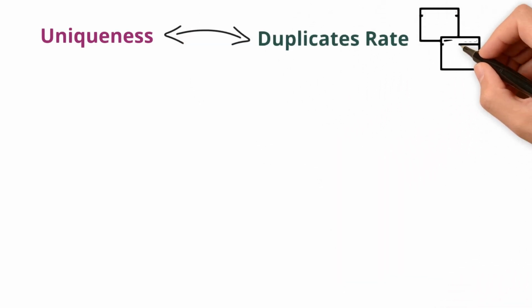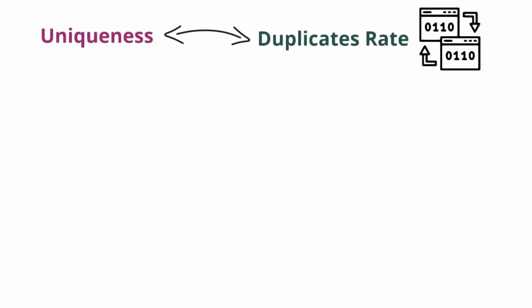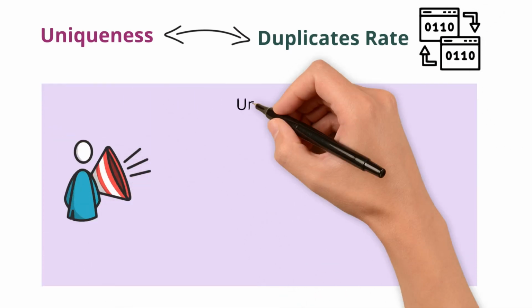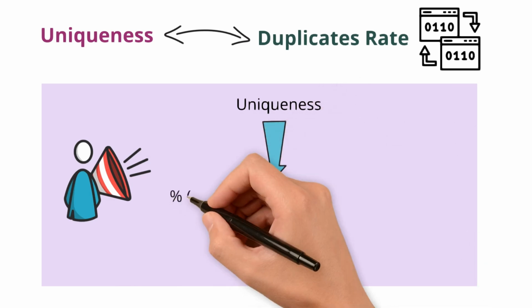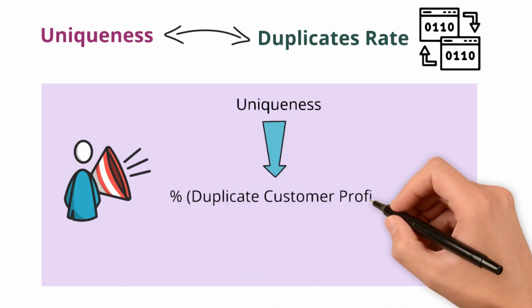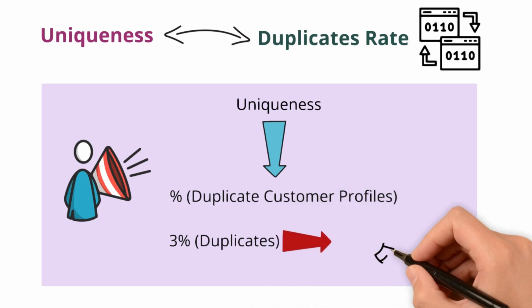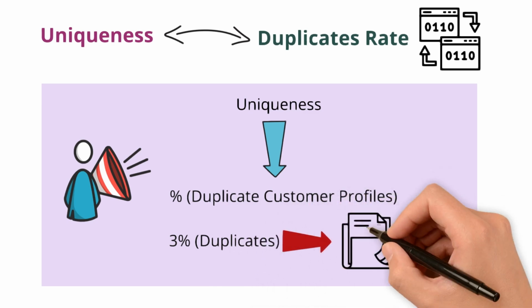For uniqueness, you can track the duplicates rate, which measures the percentage of duplicate records within your dataset. Example, in a marketing system, uniqueness can be measured by tracking the percentage of duplicate customer profiles. A 3% duplication rate indicates the need for data deduplication efforts.